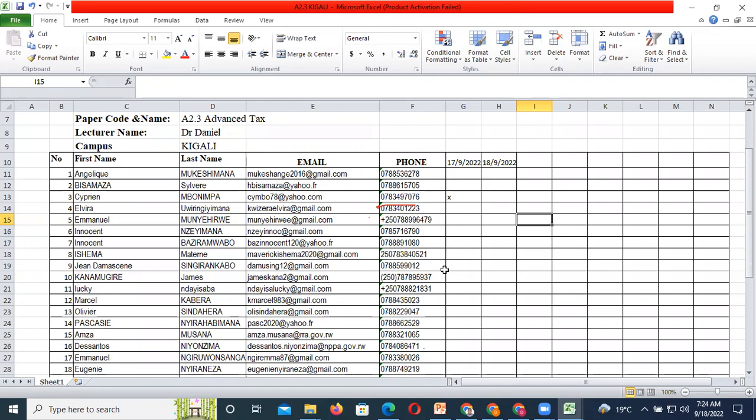I also want to ask about the sitting allowance. Sitting allowance is allowed because it is taxed. What about remuneration? Remuneration is also allowed. If it is official remuneration, it is allowed.